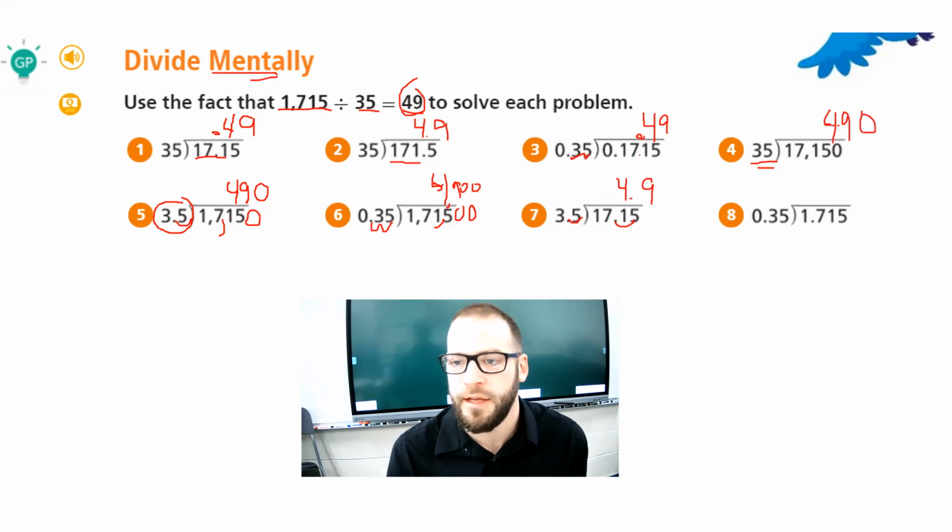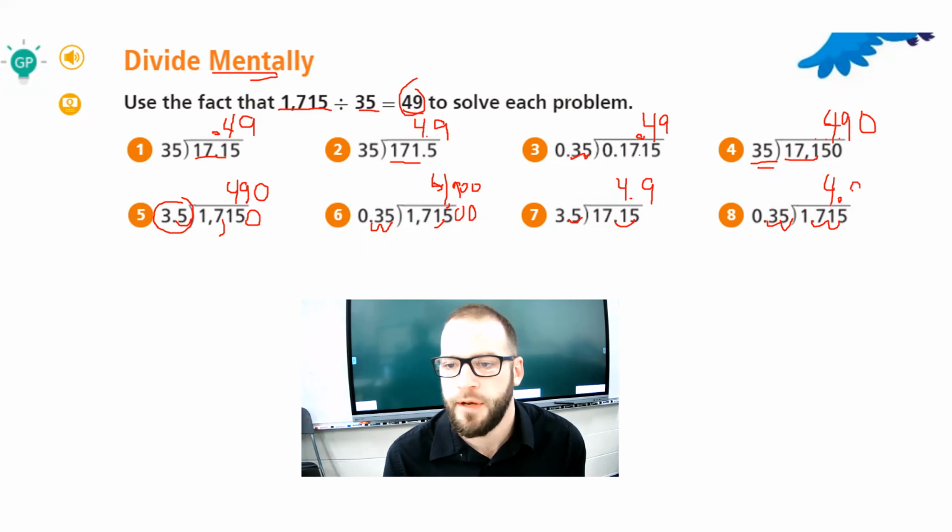It's 490. The 4 is right here in the hundreds place, and then the 9. So then it's 490. And then 35. Move over twice. Decimal goes right here. And then we go 4.9. Just like that.